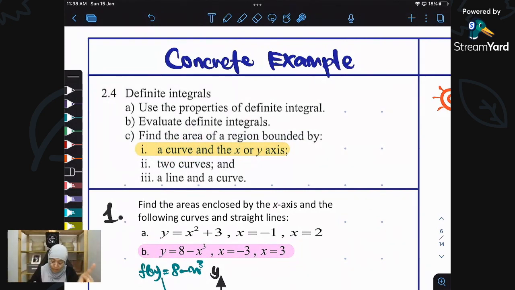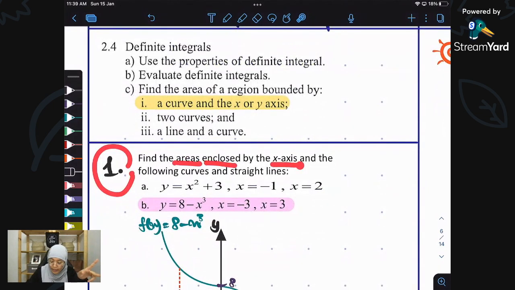Okay, so the first question here is find the area enclosed by the x-axis and the curve and the straight line. So there are three things here. Let's highlight it. We need to find the area between the x-axis and the curves and the line. So let's see the question.